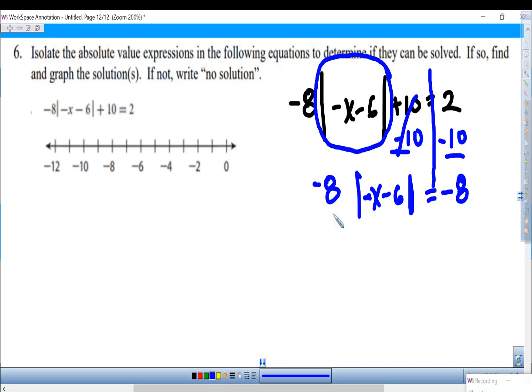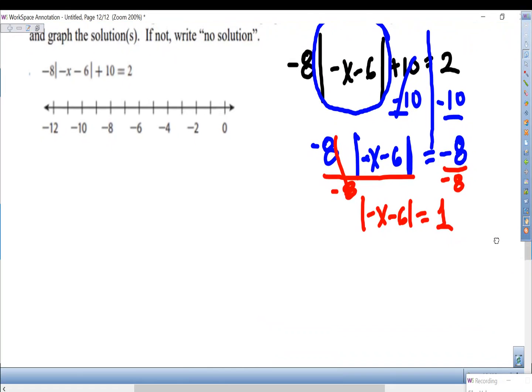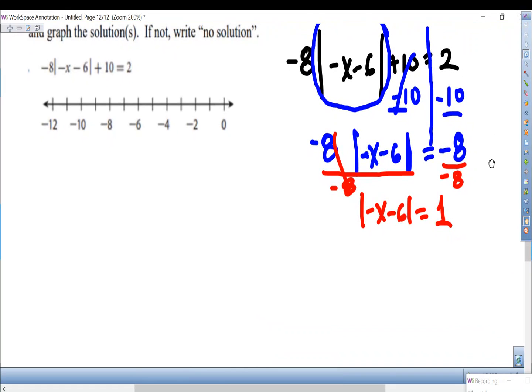What's left outside the absolute value? The negative 8 that's multiplying. So what do we do? Divide by negative 8, both sides. That leaves us with absolute value, negative x minus 6, equals 1. All right. So, let's see. What do we do from there, since the absolute value is by itself?